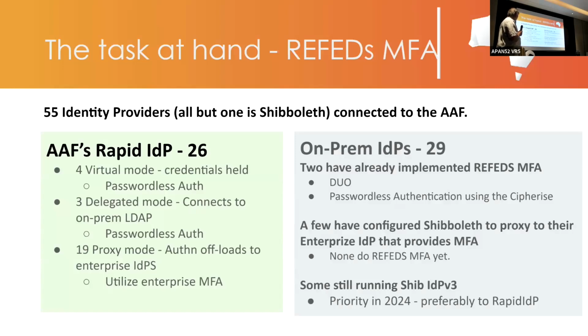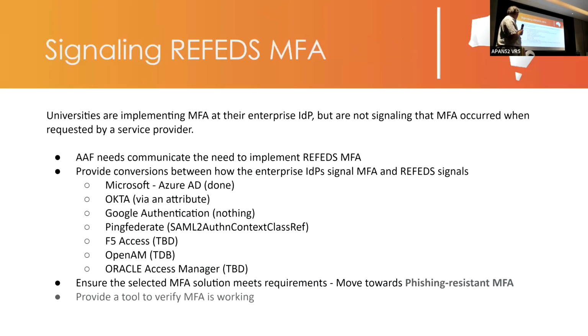The tasks at hand: REFEDS multi-factor authentication. We've got to roll that out to our 55 identity providers, of which half are on Rapid IdP, which is easier because we control them. The other half are on-prem, so they have to do some work themselves. Signaling REFEDS MFA, because we're using upstream IdPs, we need to rely on what they're providing us. Microsoft Azure, we've actually got that one sorted because they provide us useful information back about the authentication that occurred. Okta provides just a single attribute saying MFA occurred, but we need to unpack that and get it back into Shib land. I'm working on that.